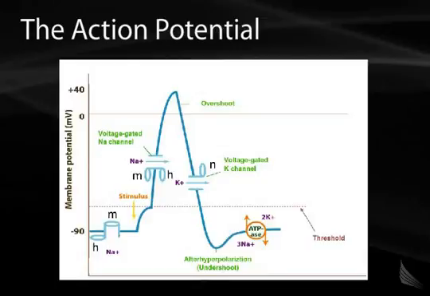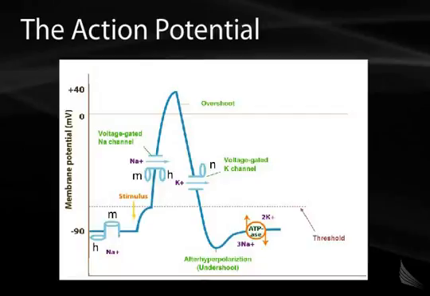The action potential itself refers to this fluctuation in the voltage across the membrane. So shown here is a voltage versus time plot. The blue line represents the voltage as it changes over time. And at rest, this particular cell has a resting membrane potential of about negative 90 millivolts.